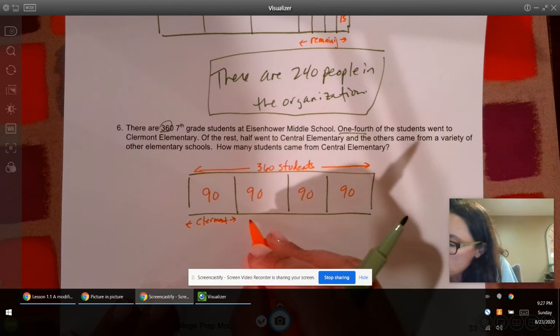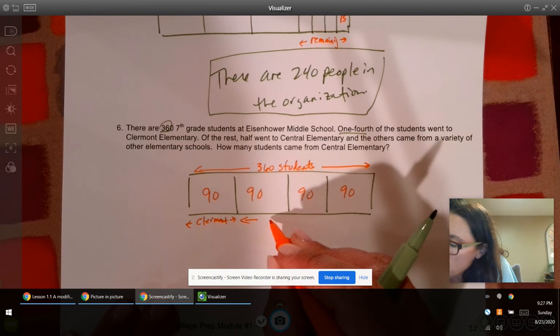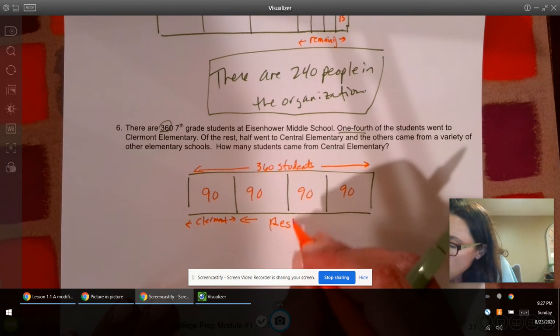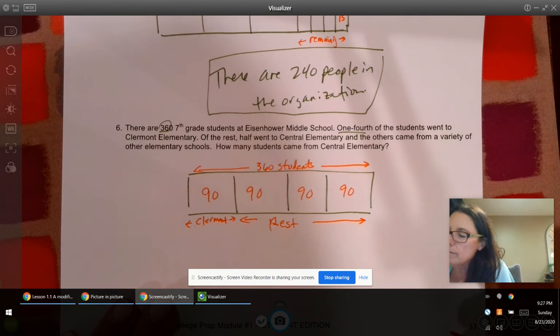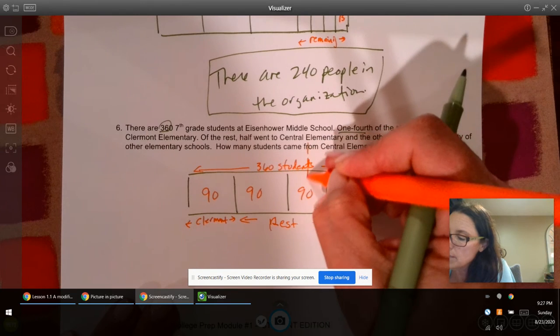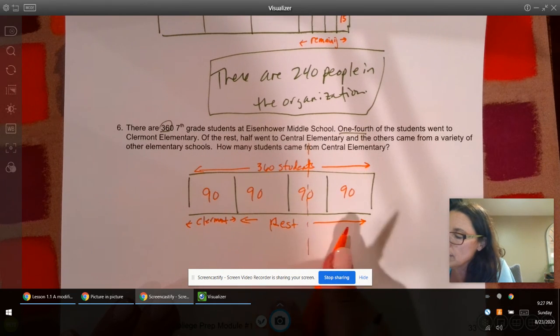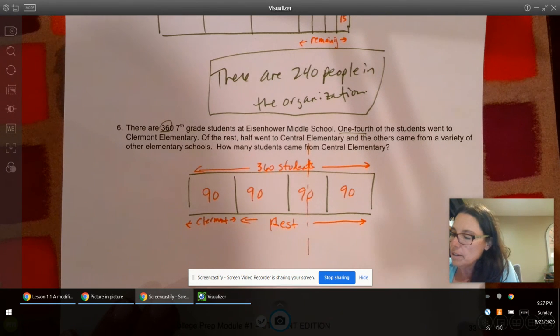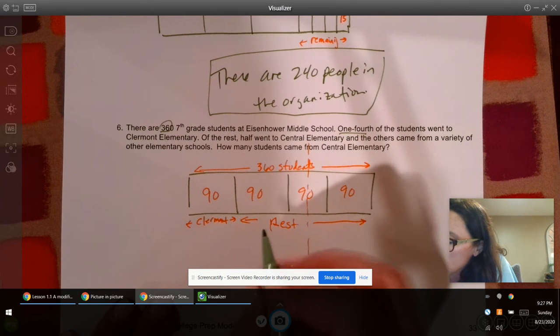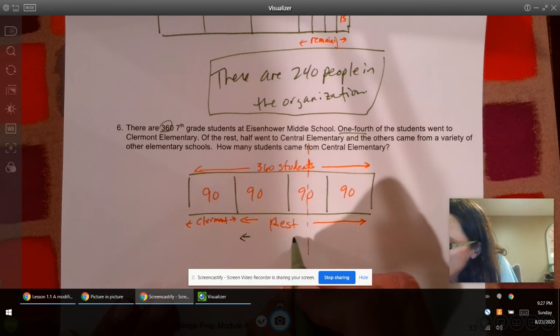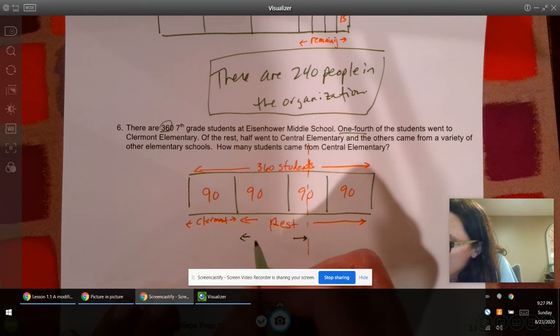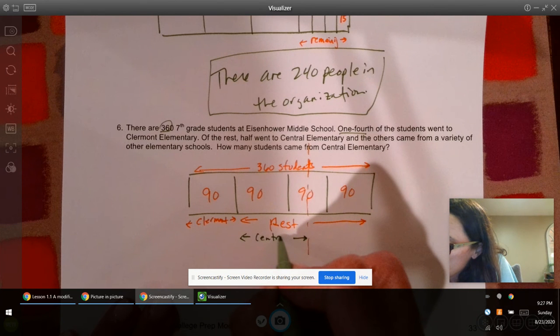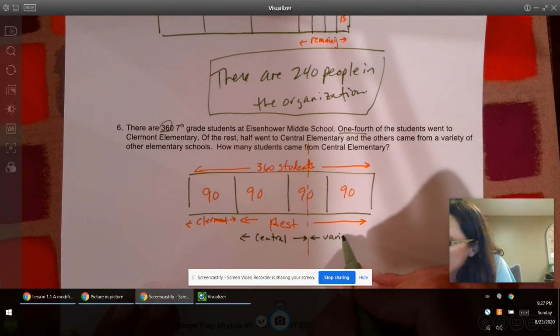Of the rest, do you understand that these 3 boxes are the rest? Of the rest, half. Do you see that I'm going to cut the rest in half, halfway through that middle box? Now here's the tricky part. From here to here is Central. And then the others, this was a variety.